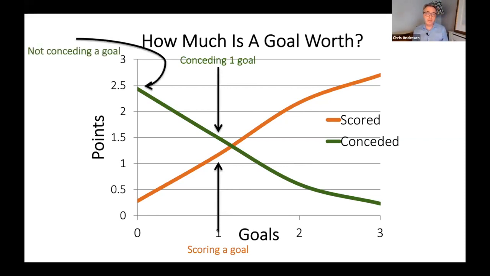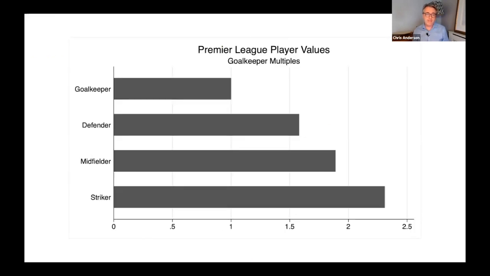But the real kicker is here. Not conceding a goal in this really low scoring game wins you on average almost 2.5 points per game. So what that means is that scoring a goal is less valuable than not conceding one, or just conceding 1. So now what do we make of the values of Premier League players and the ratios and the multiples of players in the market?